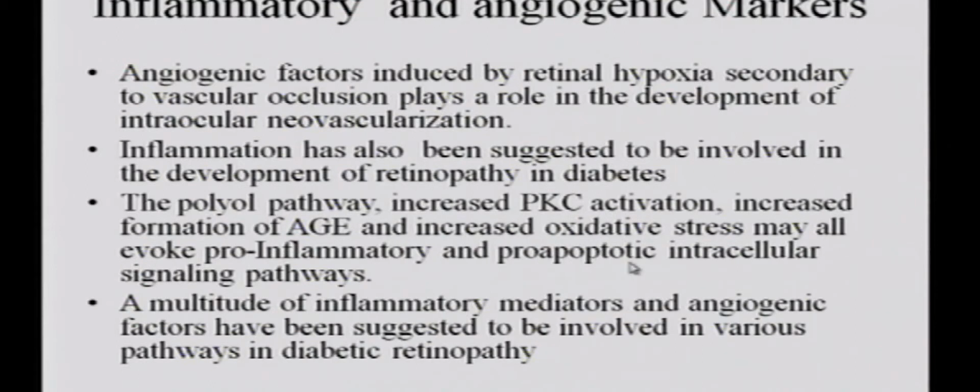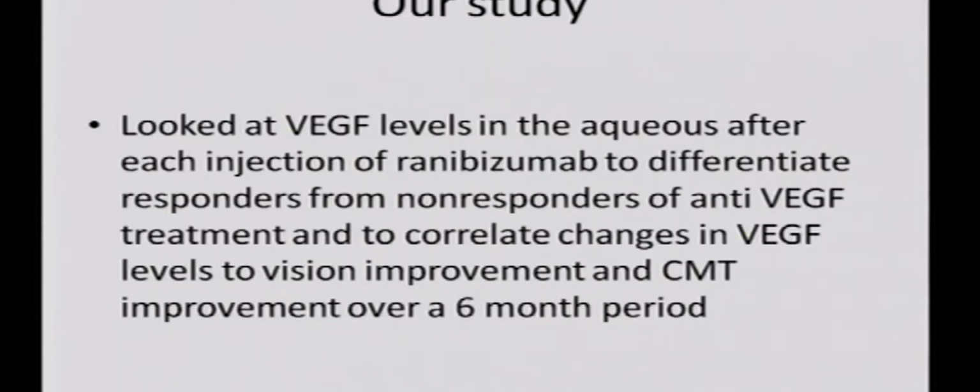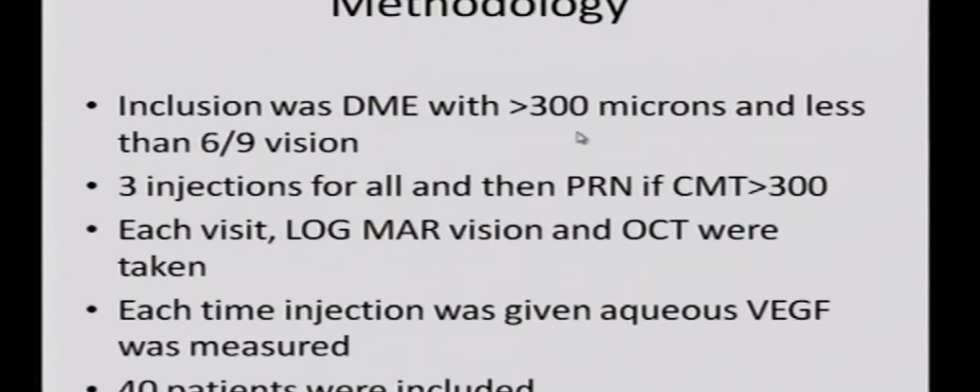And then once this is also over, come the factors that we know now, the inflammatory and the angiogenic markers. Among angiogenic markers, VEGF is the most common marker. There are a host of other markers which are all involved in diabetic retinopathy. Many studies have shown that some increase, some decrease, and different studies have shown differently about this. Now we did a small study looking at the VEGF levels in the aqueous after each injection of ranibizumab to differentiate responders from non-responders of anti-VEGF treatment and correlate the changes in VEGF over 6 months to vision improvement and CMT improvement over a 6-month period.